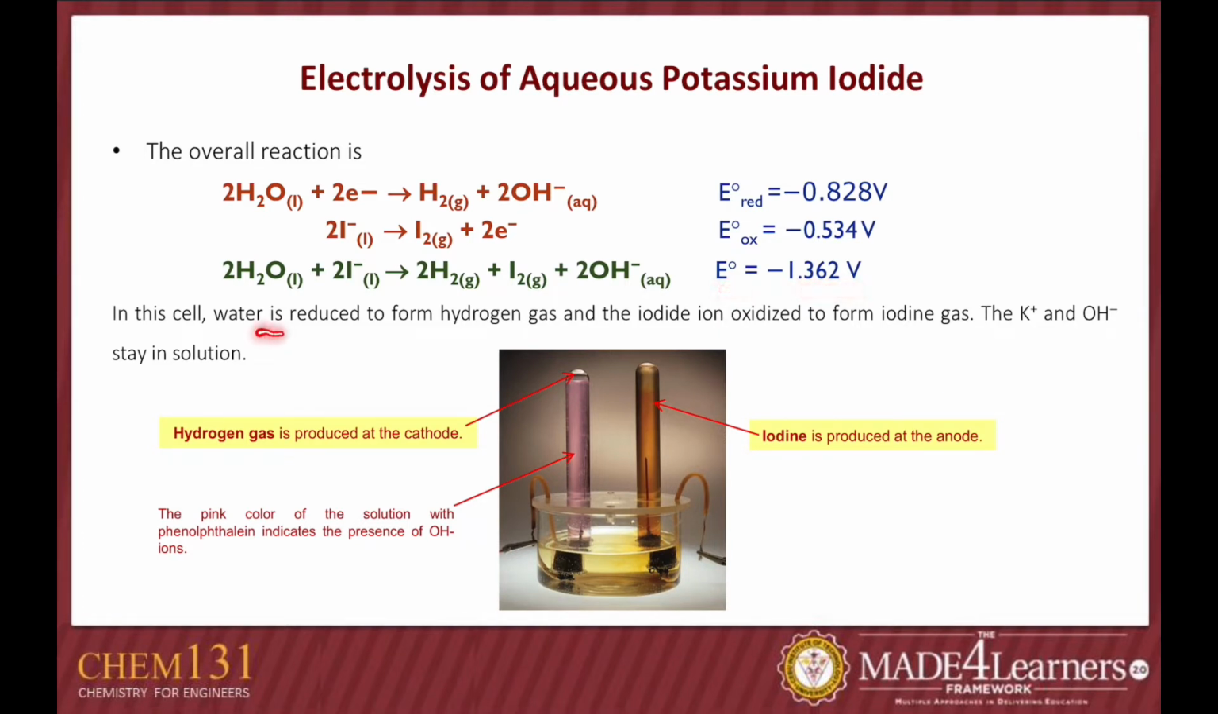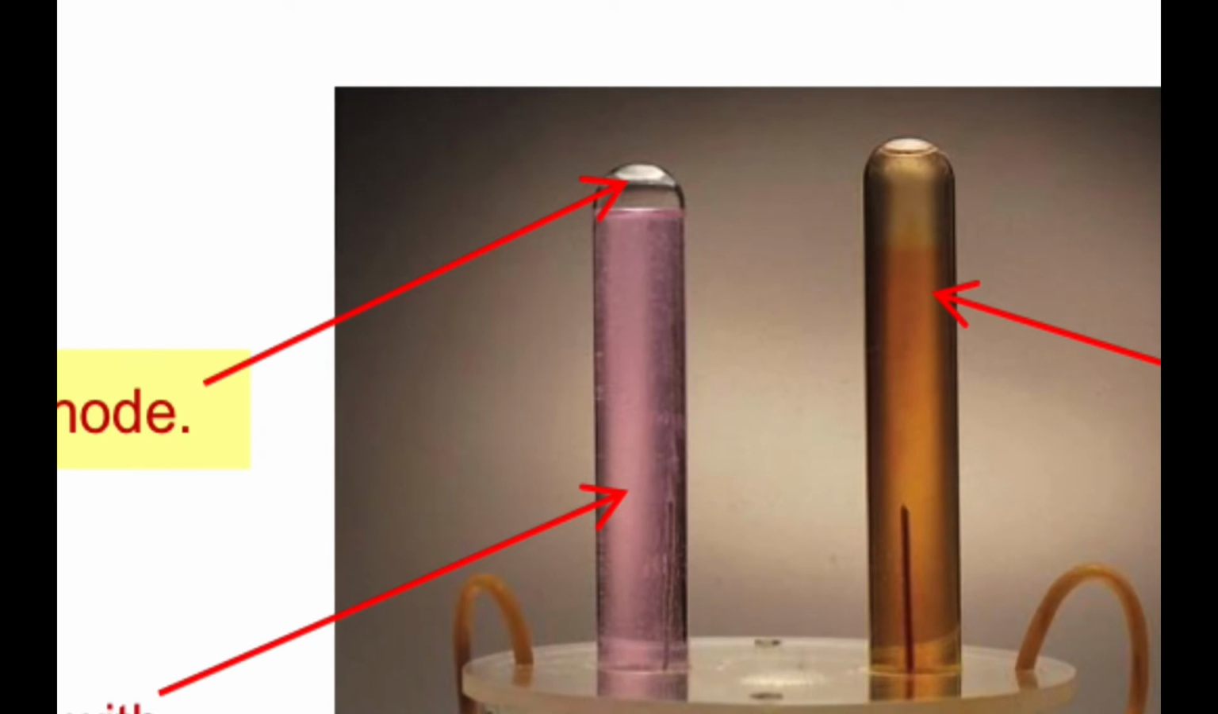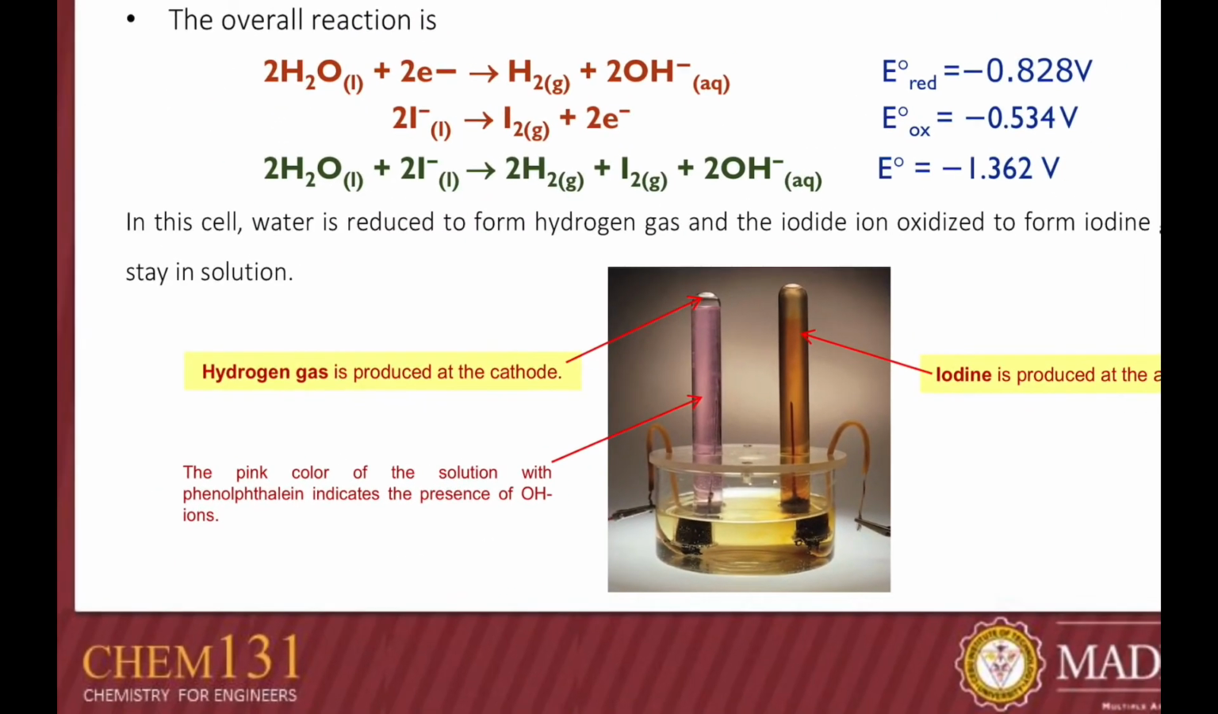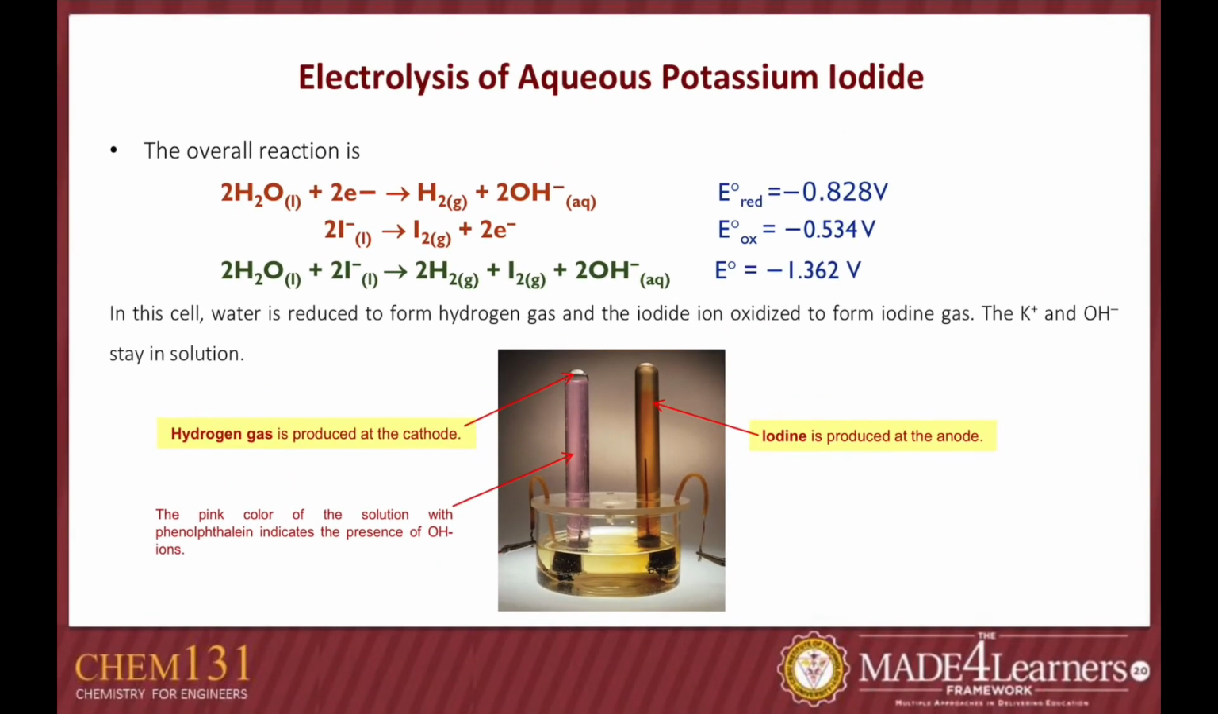So, in this cell, water is reduced to form hydrogen gas and the iodide ion is oxidized to form iodine gas. So, potassium and the hydroxide ion will stay in the solution. So, there is this bubble. There is a space here indicating that a gas was formed. This is the hydrogen gas. And the other tube is brownish in color. So we can see here that iodine is produced at the anode.